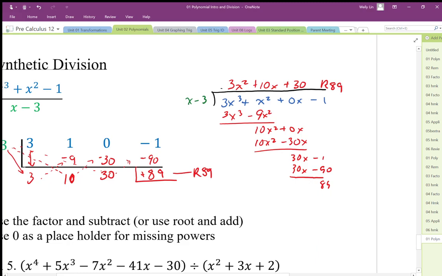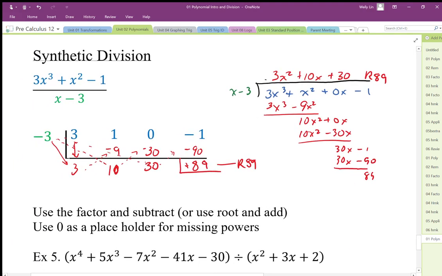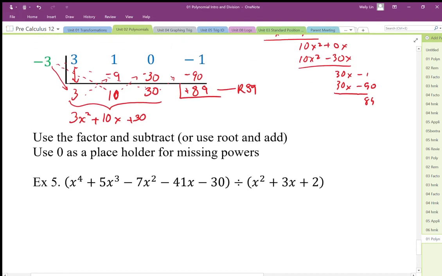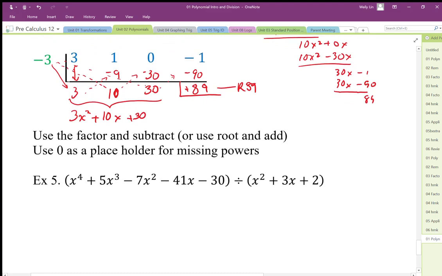Okay, so really it's the same thing. And notice now what happens is these coefficients represent the coefficients of my quotient. Okay, so this is just a quicker way to do long division. Now, where it gets kind of useful is that when we have to do lots of division, we can do it more efficiently if we can do it in synthetic division.